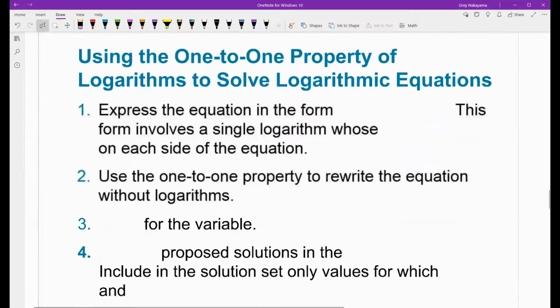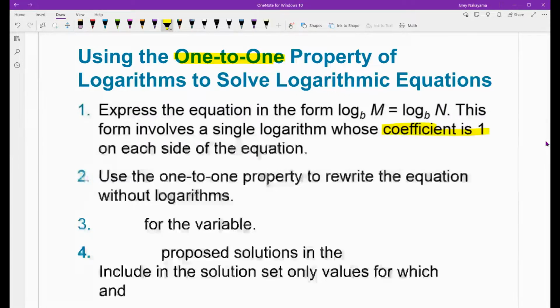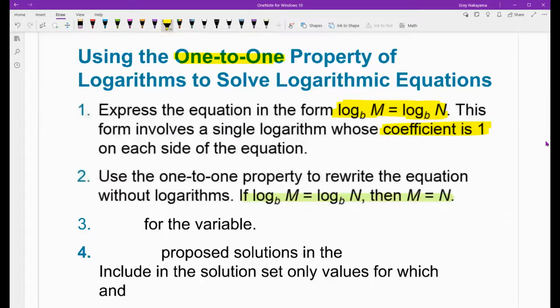Important to check. Okay, so the other type of problem that you will have is one that deals with the one-to-one property, and that is having the log of one number equal to the log of another number. Again, you have to make sure your coefficient is 1 every time. You don't want to do this until there's no coefficient on either side in front of the log. So if the log base b of m equals the log base b of n, then we can set the arguments equal to each other, and that is m is equal to n.